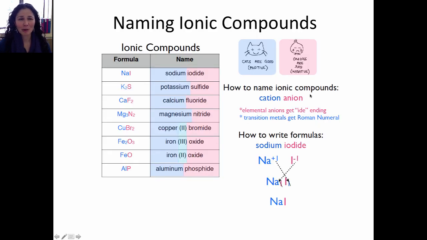As a review, I just want to remind you how we were naming ionic compounds. Whenever you're naming an ionic compound, you first name the cation. If it's a transition metal, you use Roman numerals to show the charge on the transition metal. And then you write the name of the anion. If it's an elemental anion, you use the IDE suffix. So here are a list of ionic compounds. These are elemental ionic compounds and their names.